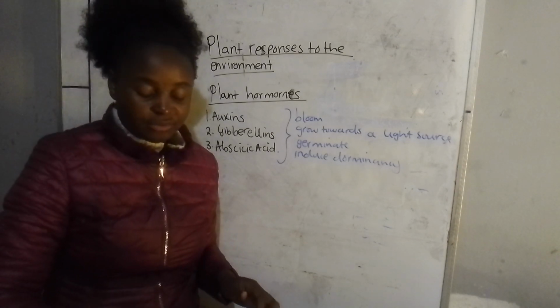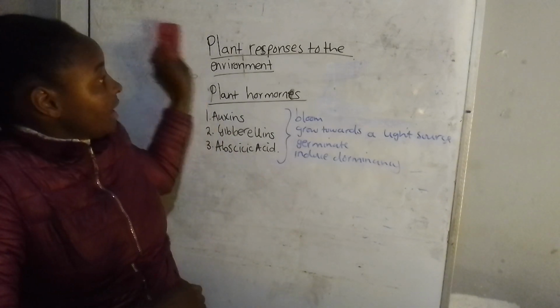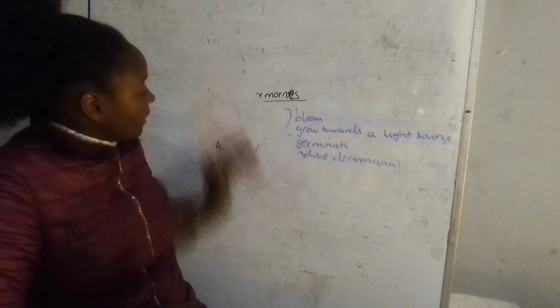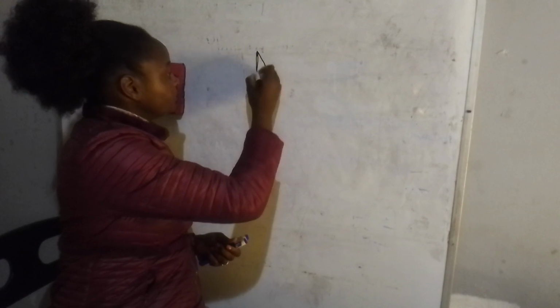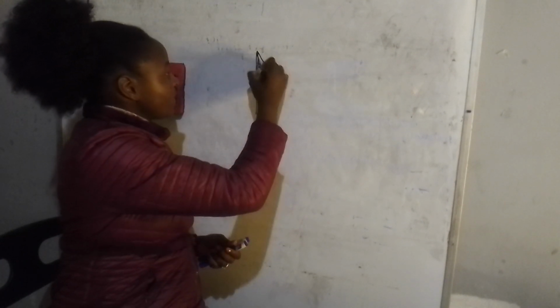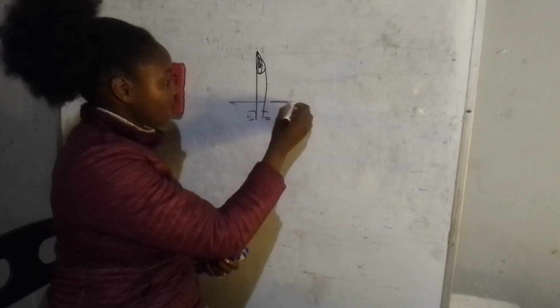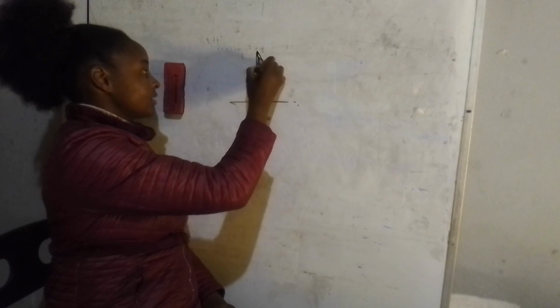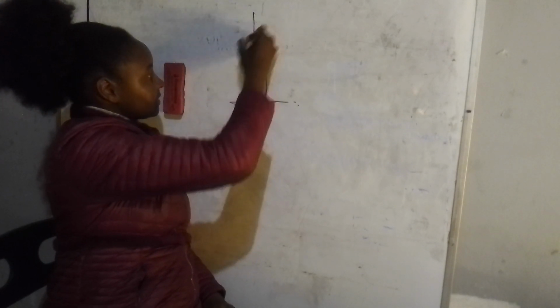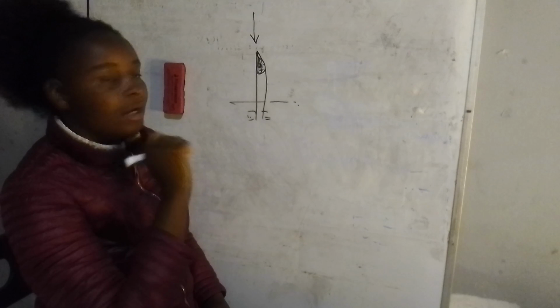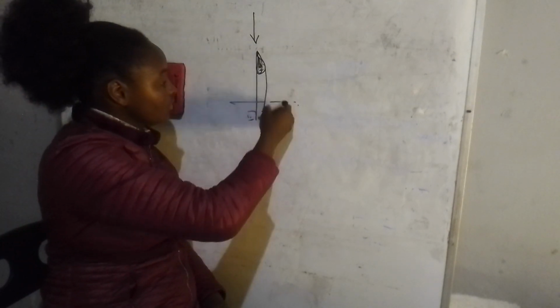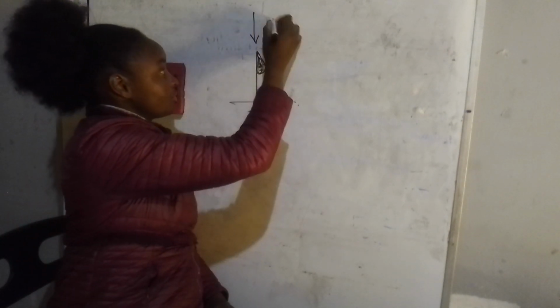I'll start off with the role of auxins in phototropism and also in geotropism. My diagrams are not that good, but I hope you guys will get the idea of what I'm trying to show you. So let's just say this is our shoot. This is where we have the apical meristem, and then this is the root, and then this is our ground. Okay, so this is where auxins are produced, and we are having light. So we are saying this light now is causing the auxins to move downwards. We are looking at phototropism.